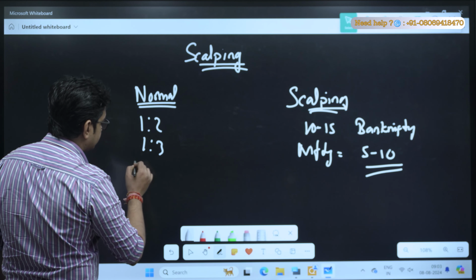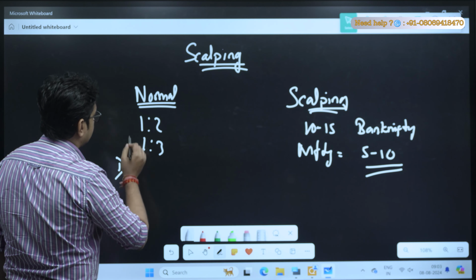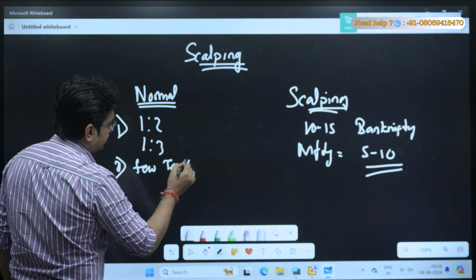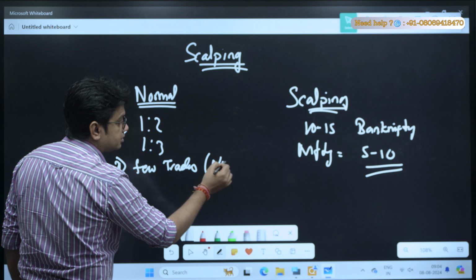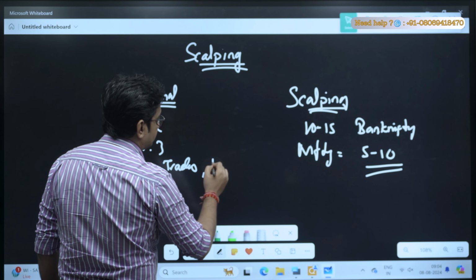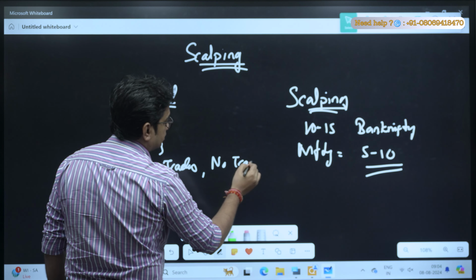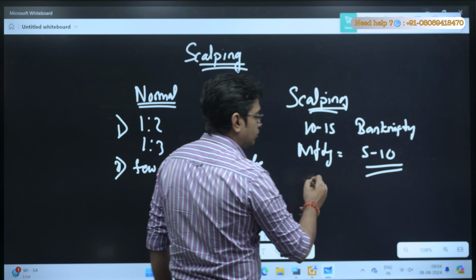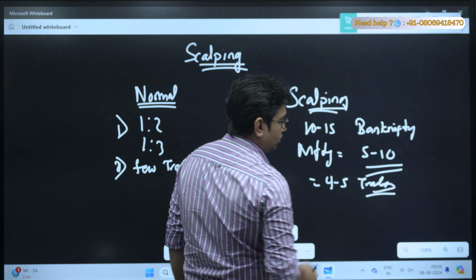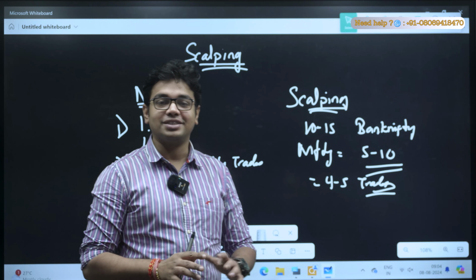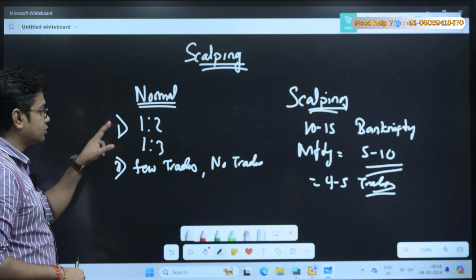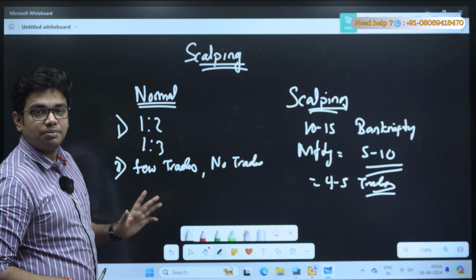Second thing, few trades, and sometimes no trades. Here you will get about 4 to 5 trades. Obviously, some of them will be stop loss. Don't consider that all 4 to 5 trades will be 100% successful. Some of them will be stop loss. So here, few trades or maybe sometimes no trade.